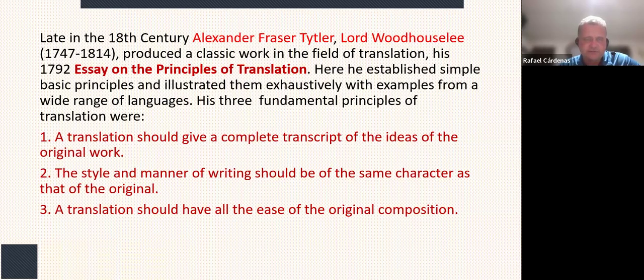Should be as complete as possible. Two, the style and manner of writing should be of the same character as that of the original. You have to preserve the tone, the character, and the image of the original piece. Three, a translation should have all the ease of original composition.